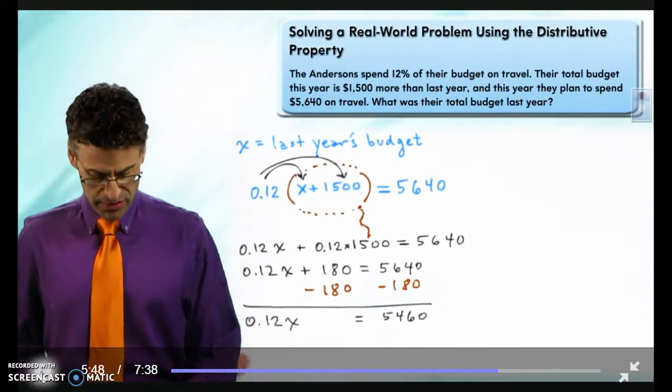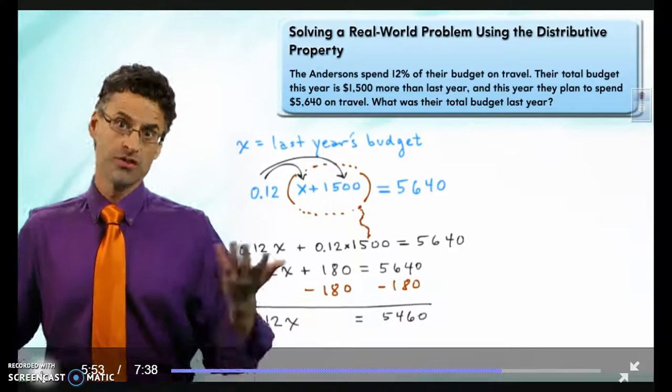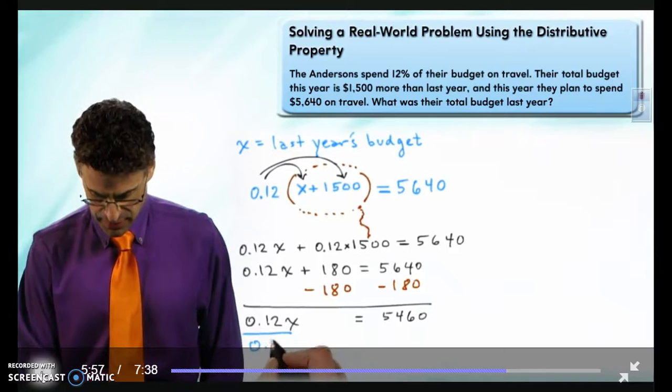Great. Now all I want to do is undo the multiplication by 0.12. So you know how to do that. All we have to do is divide both sides by 0.12.